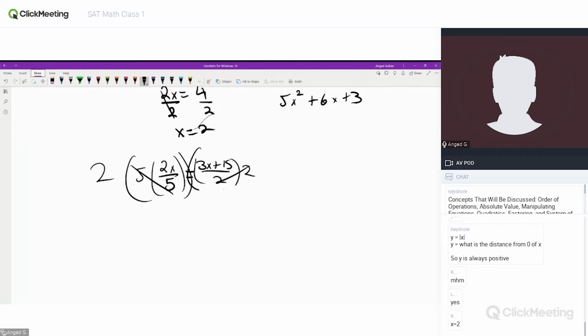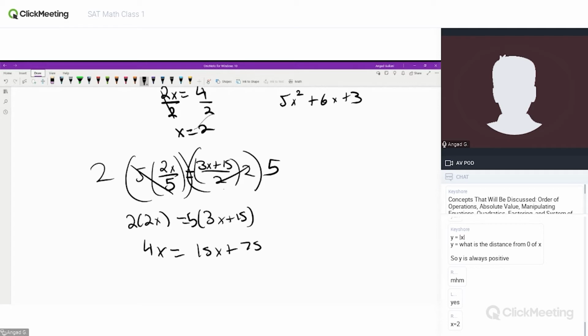So the denominators cancel out. We're going to multiply this by 5. So this is just going to be 2 times 2x is equal to 3x plus 15 times 5, right? We get 4x is equal to 15x plus 75.